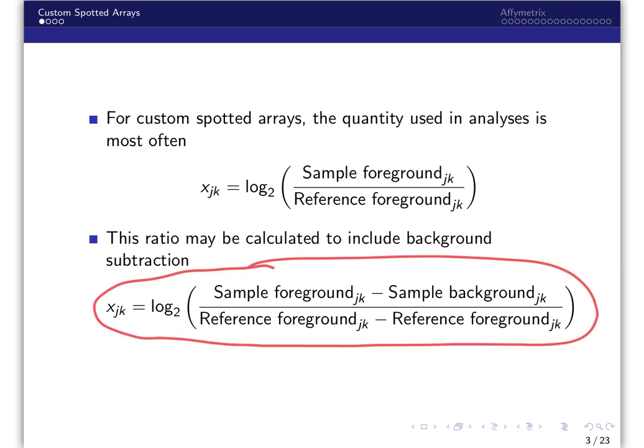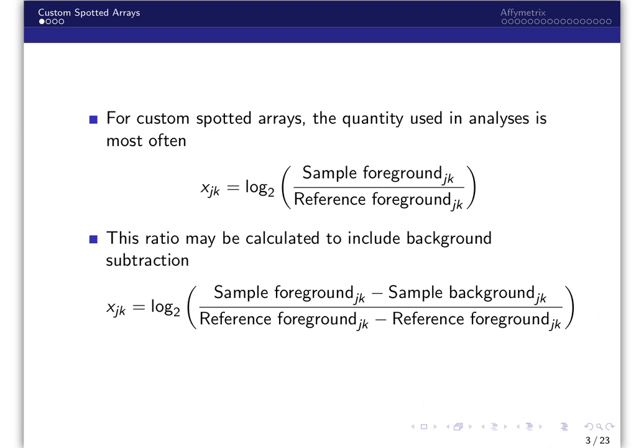Given that we may or may not apply background subtraction, I will call the numerator and denominator the sample and reference signal. You will need to ask those who ran the assay which dye, red or green, was applied to the sample and reference samples. The log base 2 transformation is applied because it facilitates interpretation and induces symmetry.